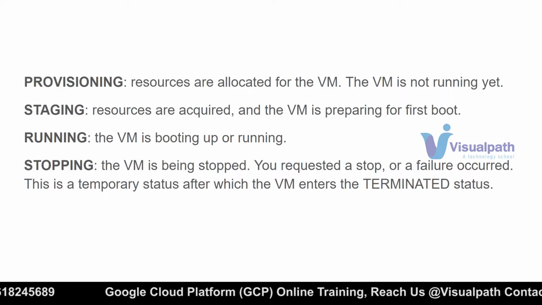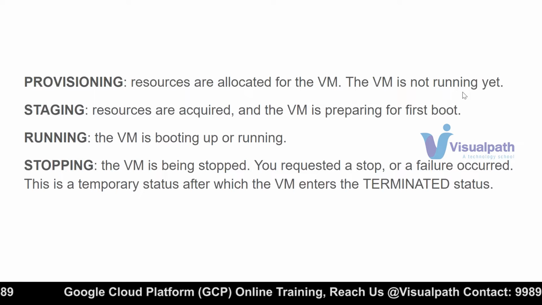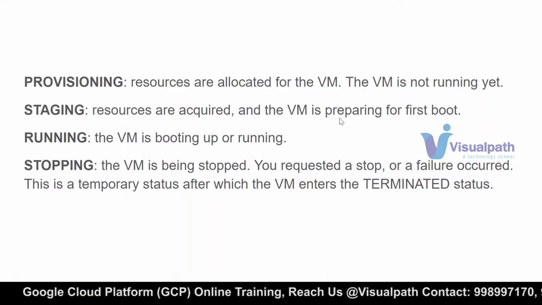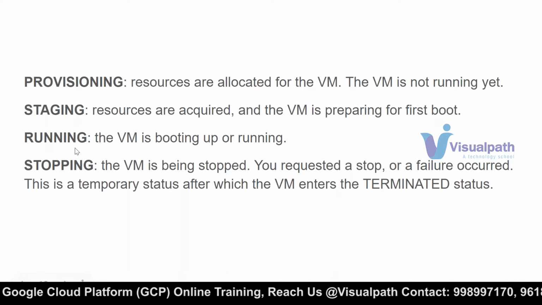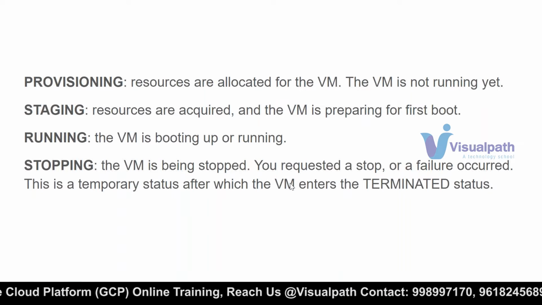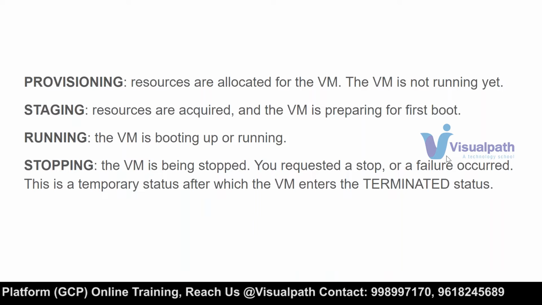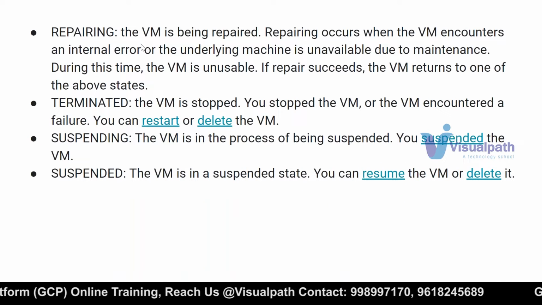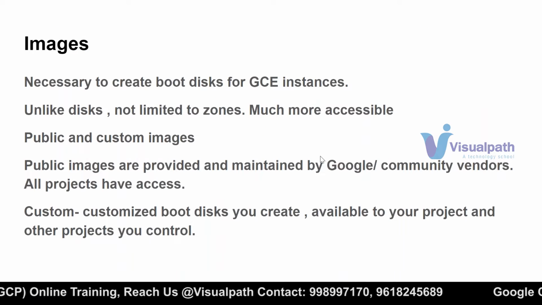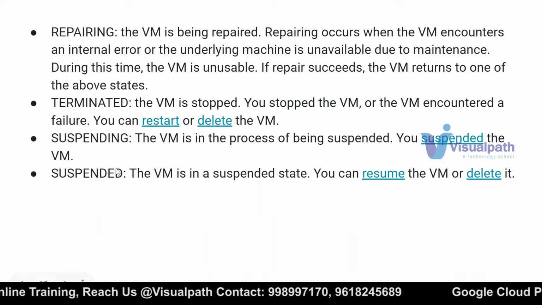So these are the features of what is happening. Provisioning: resources are allocated to the VM, but the VM will not be running yet. In staging, resources are acquired and the VM is preparing for the first boot. Then running: the VM will be booting up. Stopping: the VM will be stopped, and after that the VM will enter terminated status. And there are various other states like repairing, terminated, and suspending.